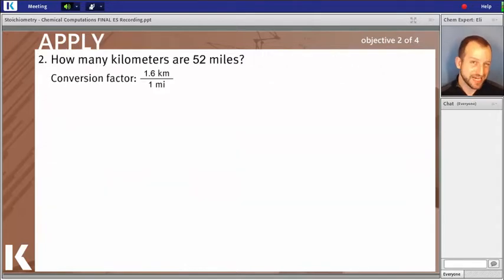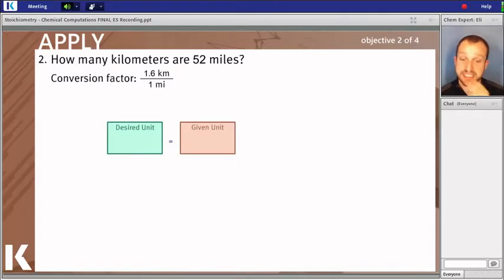Often, we don't really focus on quantity like that problem was asking about right away. We look at units first. So the desired unit that we want is in kilometers, and we have a given unit of miles, and we have 52 of them. But we need to cancel miles and leave ourselves with just kilometers only.